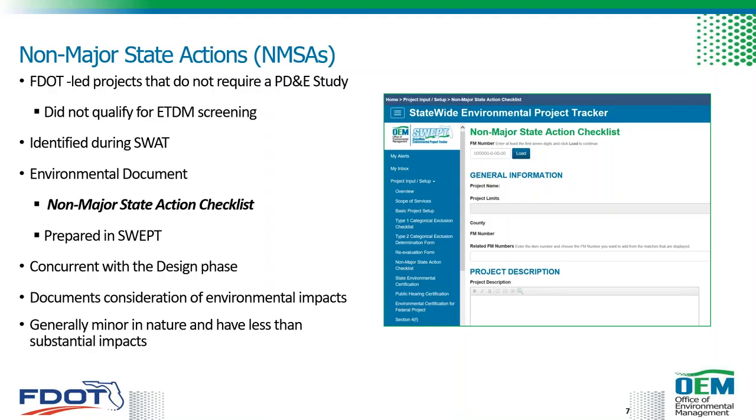Now, they're going to require an environmental evaluation and completion of a non-major state action checklist. And this is completed using the statewide environmental project tracker called SWEPT. And they're typically prepared during the design phase. Now, this checklist documents the consideration of the environmental impacts, which are generally going to be minor for these projects. Remember, I was talking about significance earlier. These are the projects that are not significant or don't have substantial impacts.